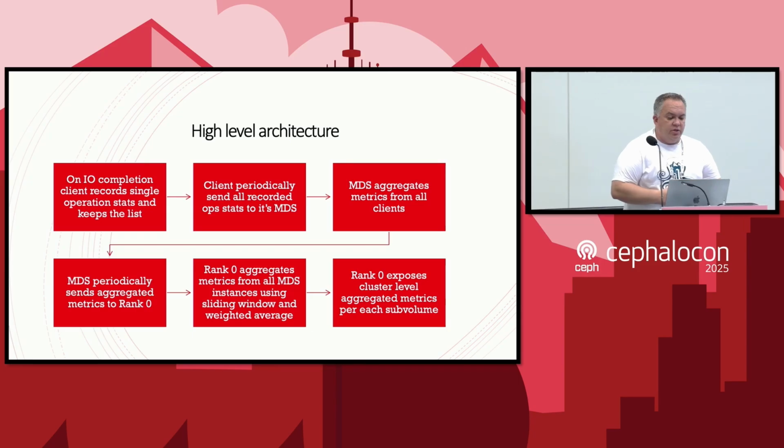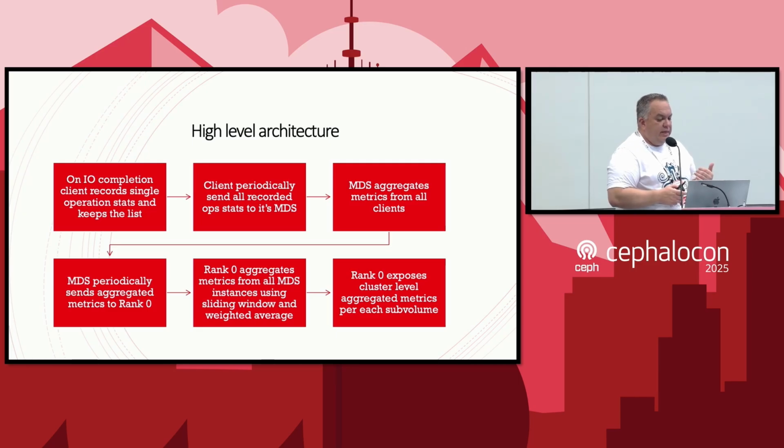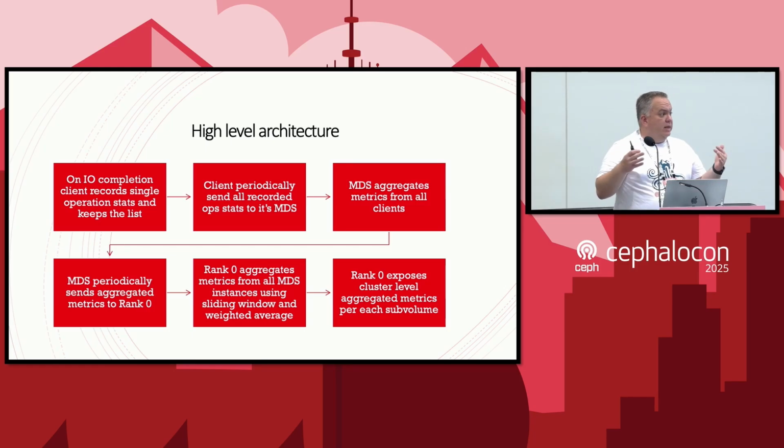So in terms of high-level architecture, first of all, I think I forgot to put it on the presentation. Currently, it's implemented only for the Fuse client, the user space client. So the measurement, for each single I/O operation, is made on the client. The client periodically sends all recorded ops statistics to its own MDS, the MDS that the client knows. And the MDS periodically sends all the aggregated metrics from all clients that send to this MDS to rank 0 MDS. And the rank 0 MDS accumulates all metrics for all subvolumes from all clients and all MDS servers.